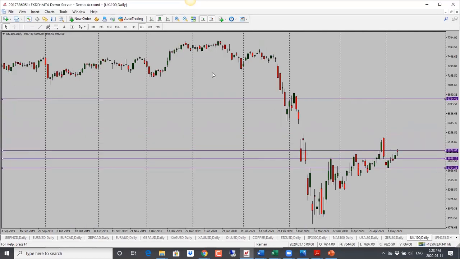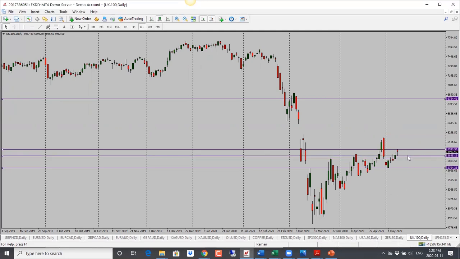FTSE here, this one as well, we see that price tried to go higher, but we do have bearishness in this candle. So I'm looking for a drop. 5850 is actually the first target, then 5895, so 5900. Second target would be 5830. So bearish bias for FTSE.